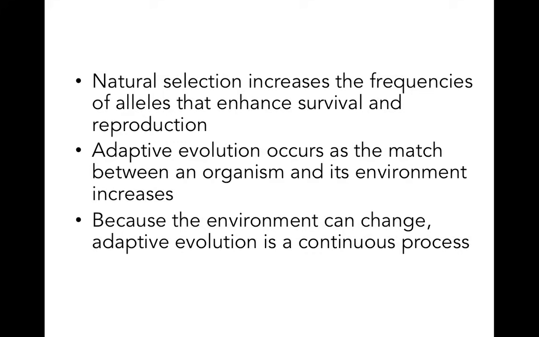How did they get to be that way? Because natural selection has increased the frequency of the alleles that enable them to survive and reproduce. The alleles that confer fitness to the bearer. So this enables adaptive evolution to create a match between an organism and its environment. So as the match between the organism and its environment is honed, we see adaptive evolution occurring. But if the environment changes, what is adaptive in one situation may not be adaptive in another.